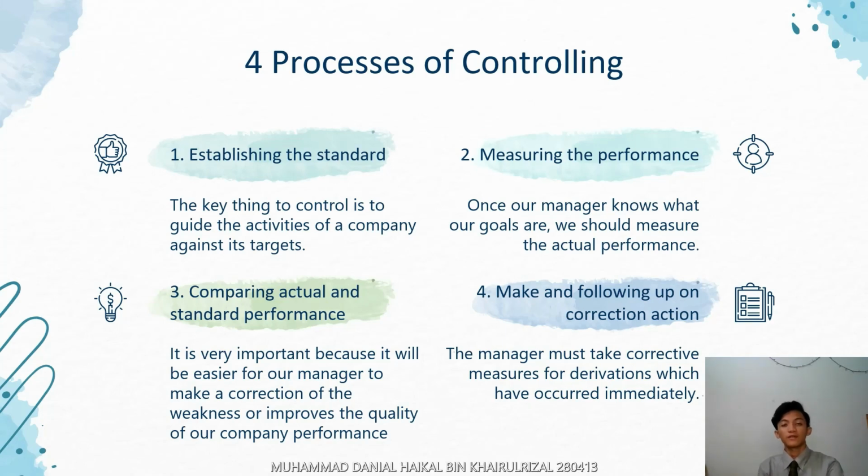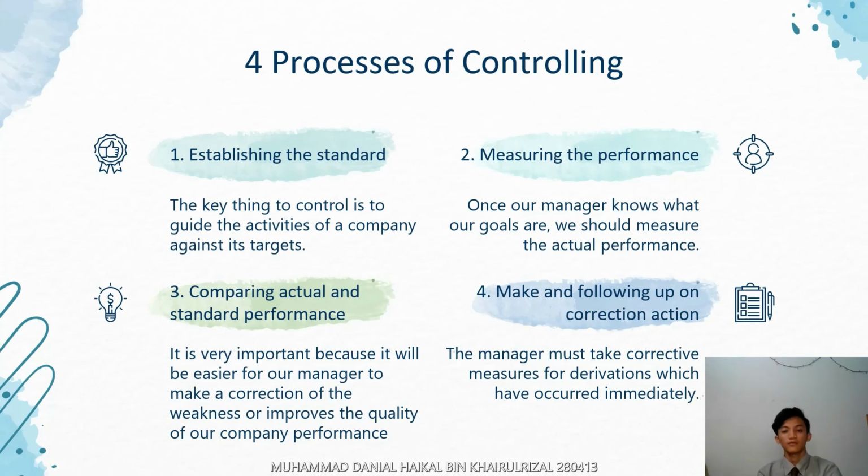The third process of controlling is comparing the actual and the standard performance. Comparison between actual and standard performance is very important. It is because it will be easier for managers to correct weaknesses or improve the quality of a company.